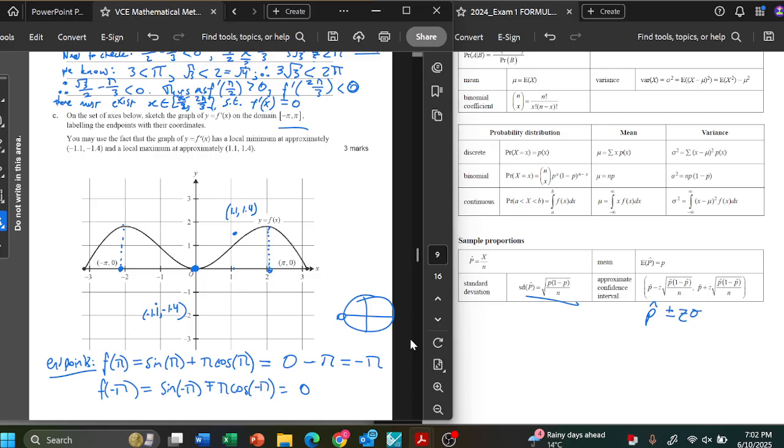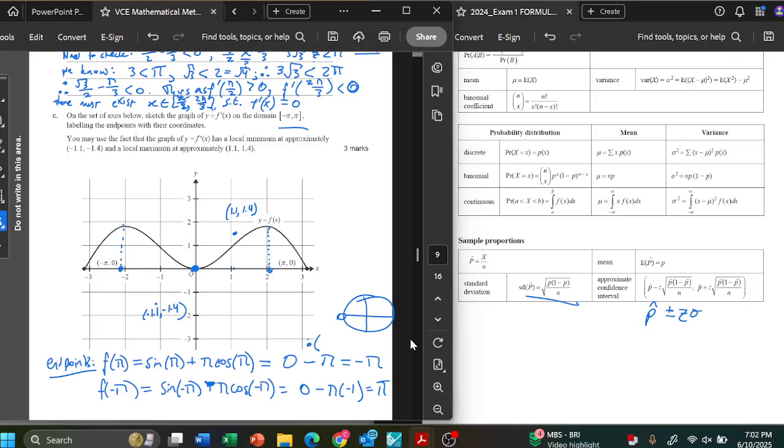sorry, this is a negative sign here as well, isn't it? So it's cosine with an input of negative pi, cosine of negative pi is negative 1. So that's actually negative pi times negative 1. So double negative, that gives us positive pi there. So our two endpoints are pi, negative pi, which we can chuck in over here.